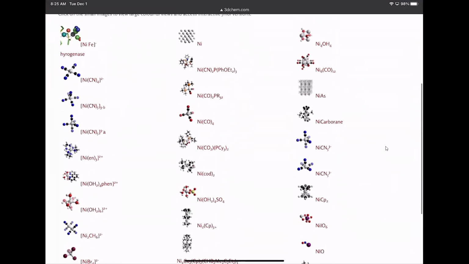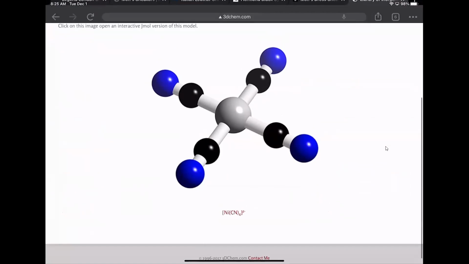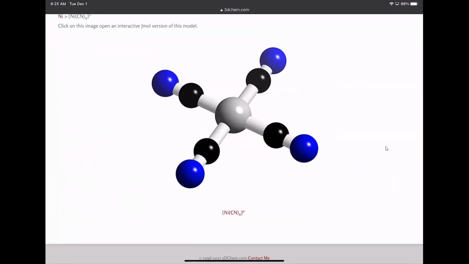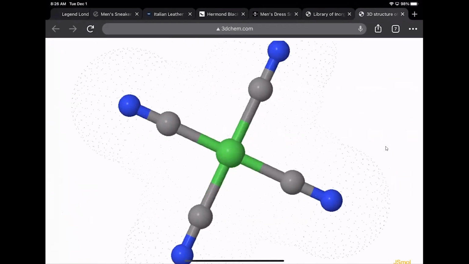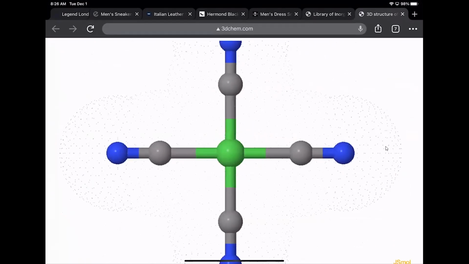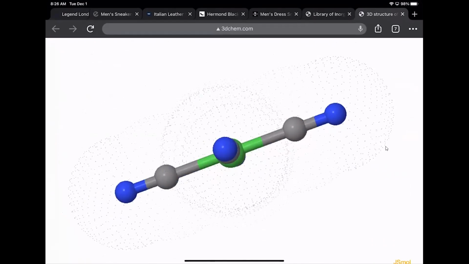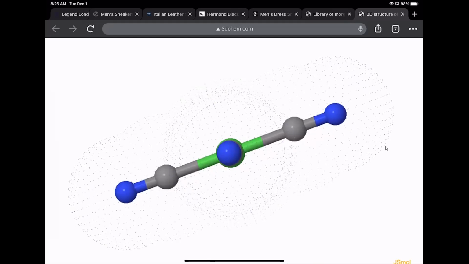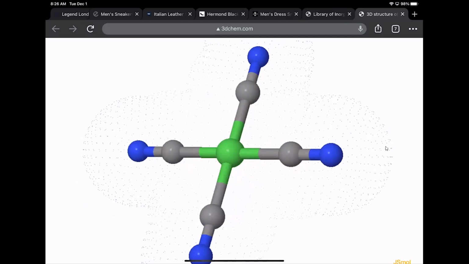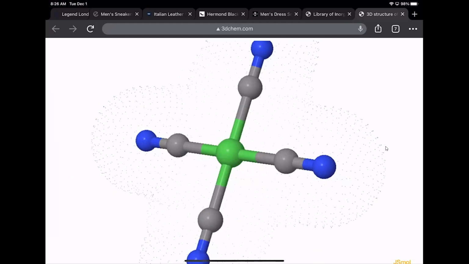So even though the coordination number is 4, it's not a tetrahedral, right? Here we see something that's very, very flat. Let it stop spinning. So this is not a tetrahedral, right? You can see that this is very, very flat, even though it does have a coordination number of 4. So something like this would represent square planar, right?